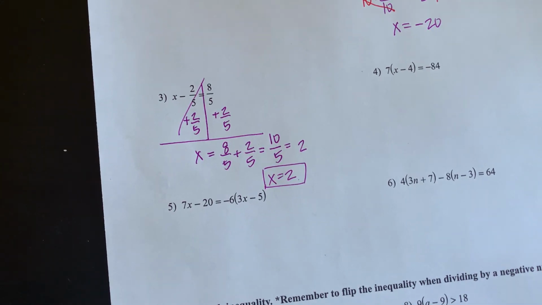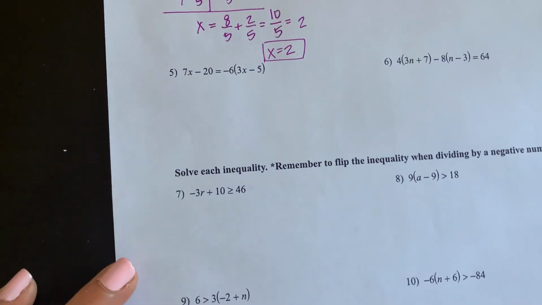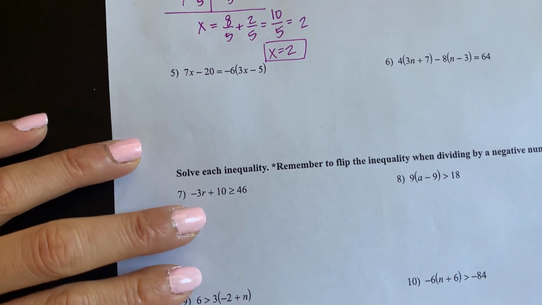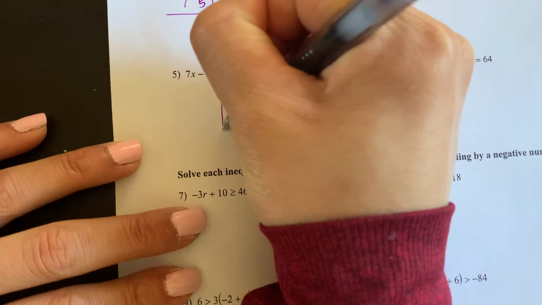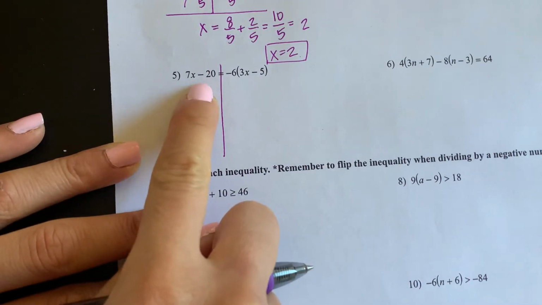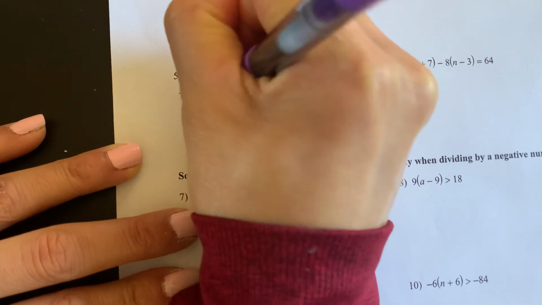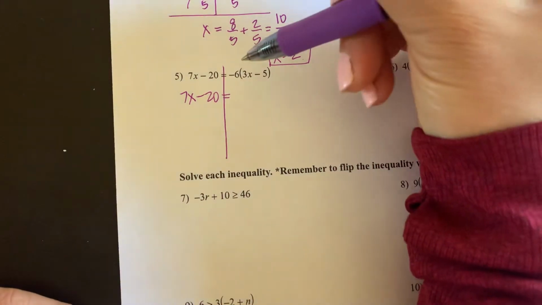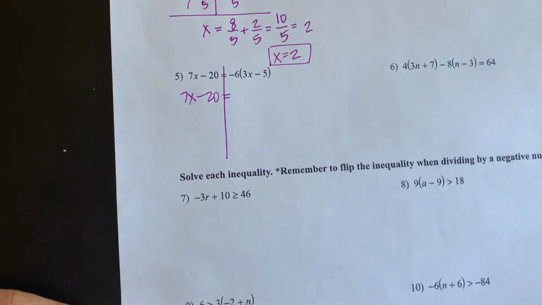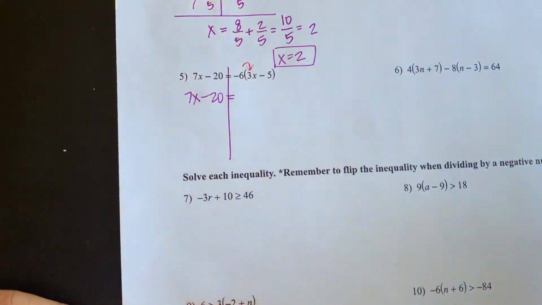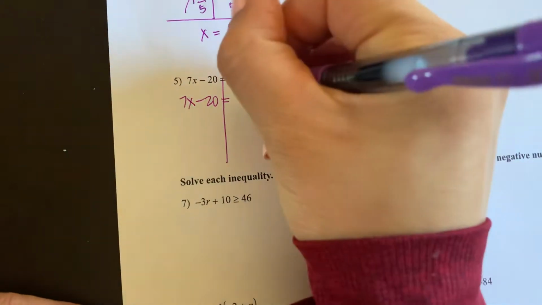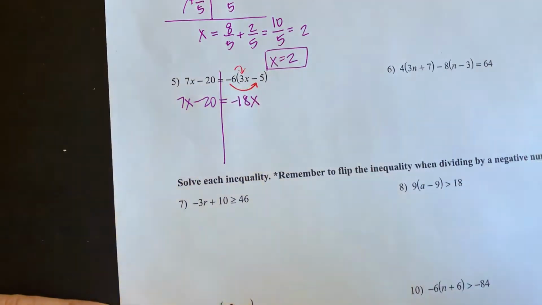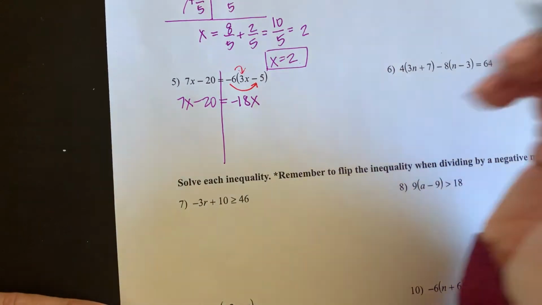Okay. I want to do number 5. So with number 5, I'm going to go ahead and draw a line down the middle. I can't combine any like terms there, so I'm just going to go ahead and rewrite that 7x minus 20. And then remember, when you have a number outside the parentheses, you need to distribute. So -6 times 3x is -18x. Be careful with your signs here. -6 times -5. Negative times negative is always positive.